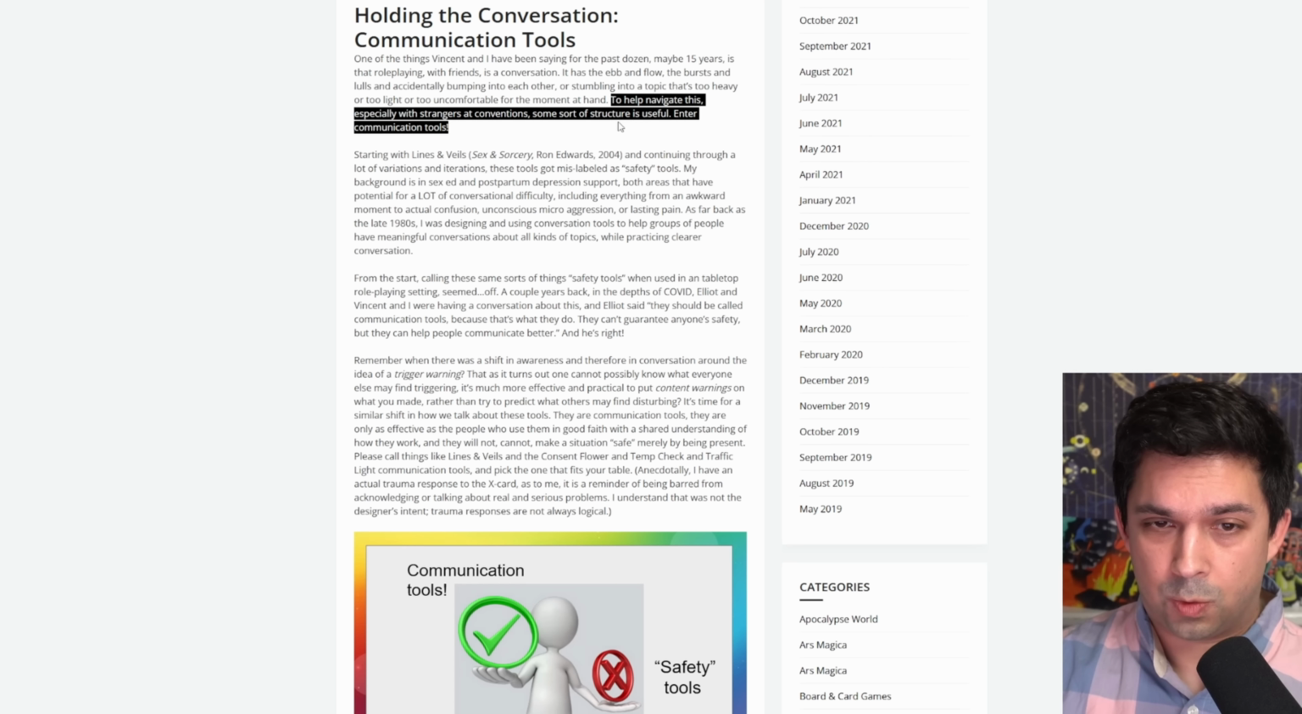Enter communication tools. So her first point, I think, is really important, that these types of systems or tools tend to be most useful when you are playing with strangers, particularly at conventions.